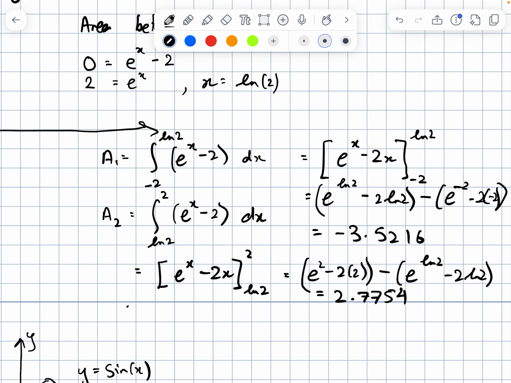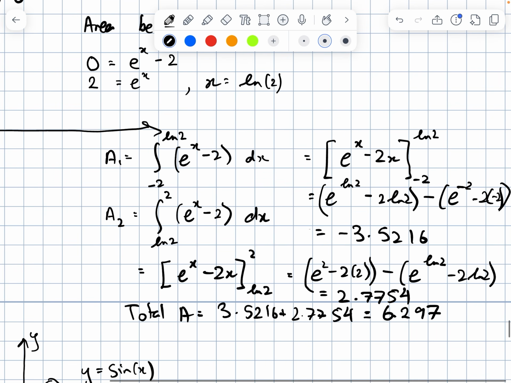which means our total area is the positive version of -3.52, so just 3.5216 plus 2.7754, or 6.297.